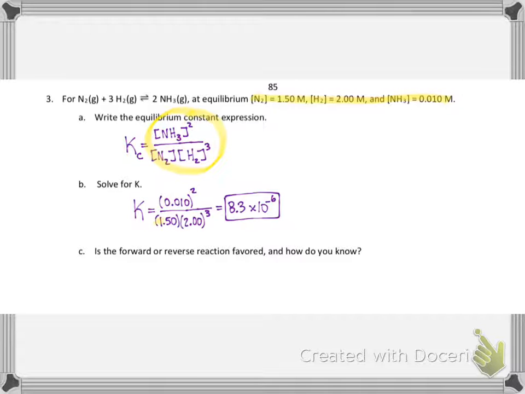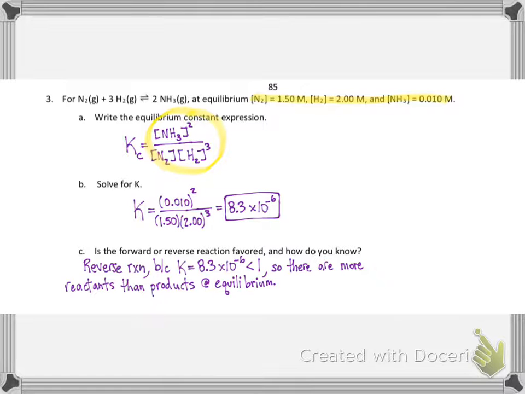Well, look at the concentrations. You've got lots of reactants on the bottom. You really don't have very many products on the top, right? And that's why you have such a tiny number. So in this case, the reverse reaction is favored because you have such a tiny value for K, showing you have very few products and lots of reactants.